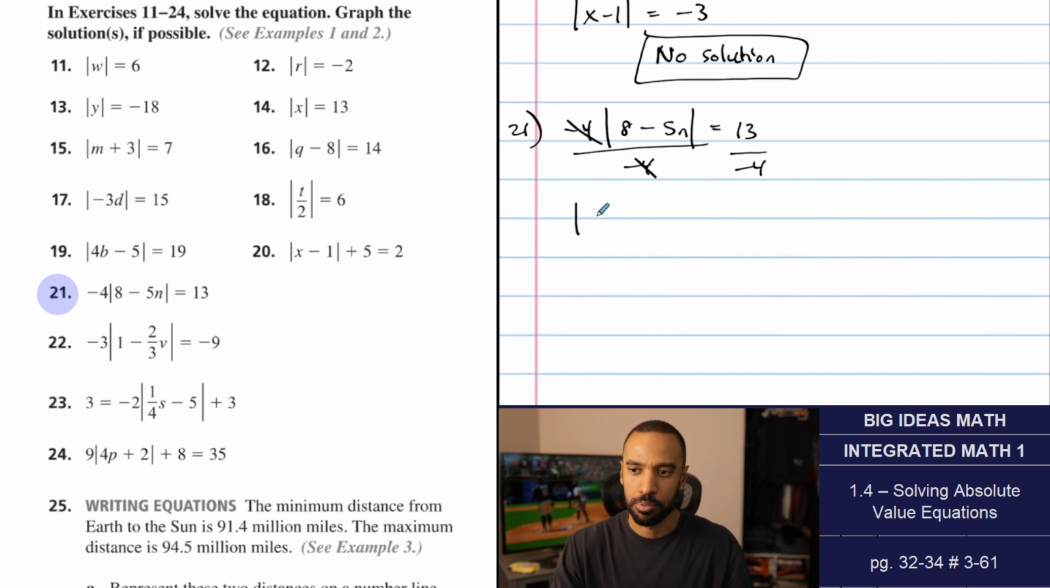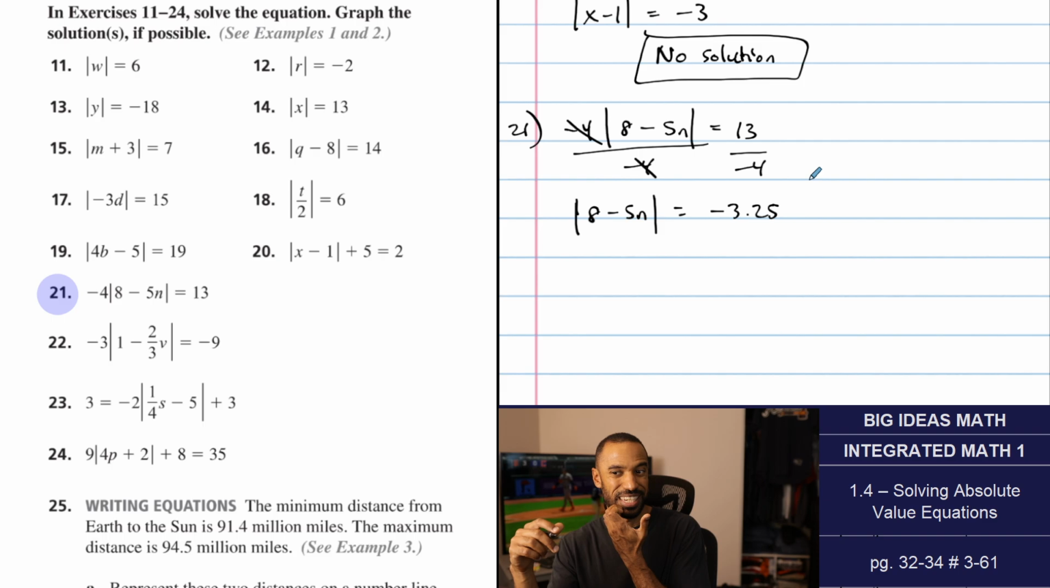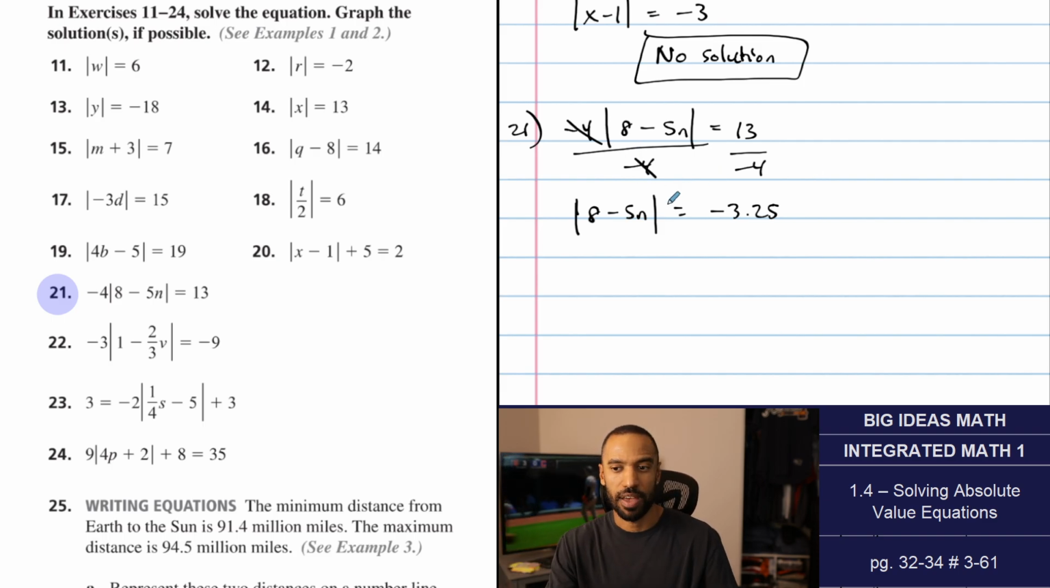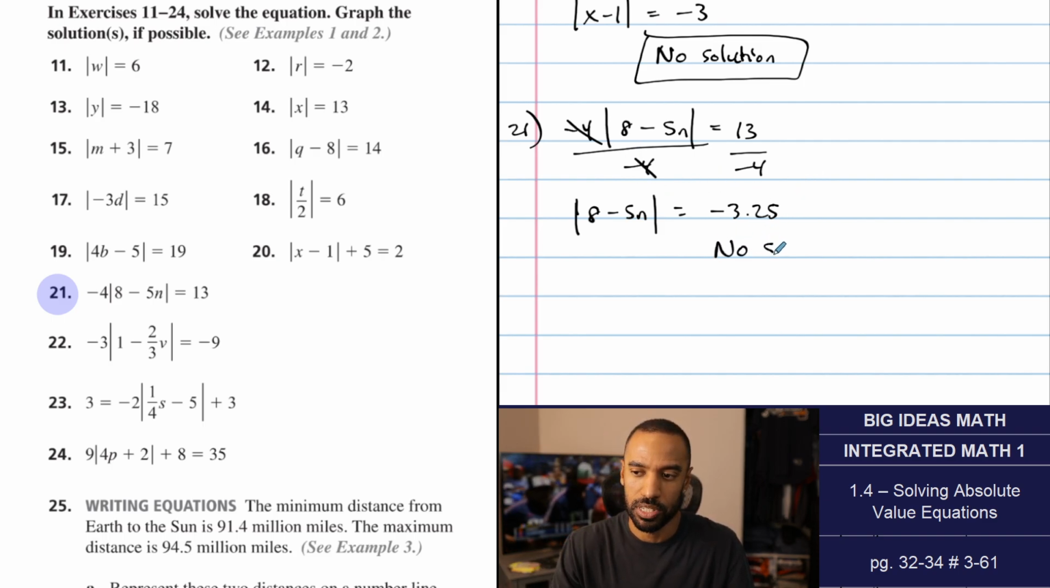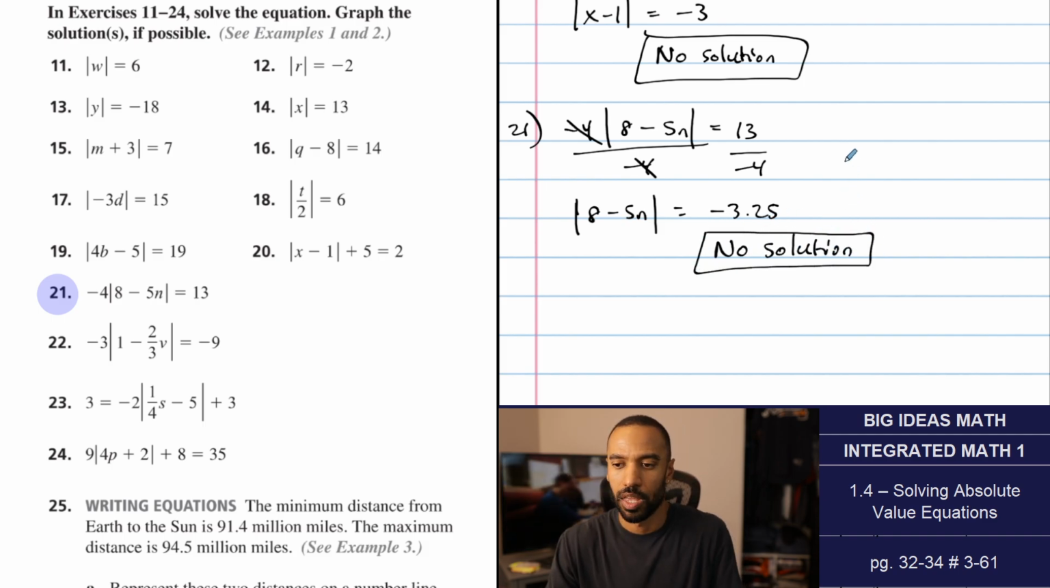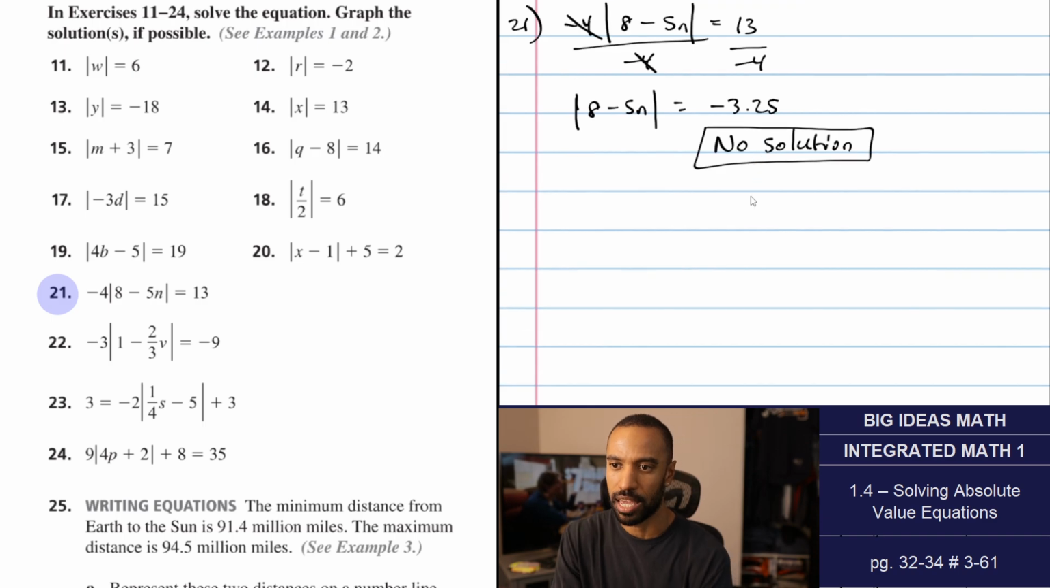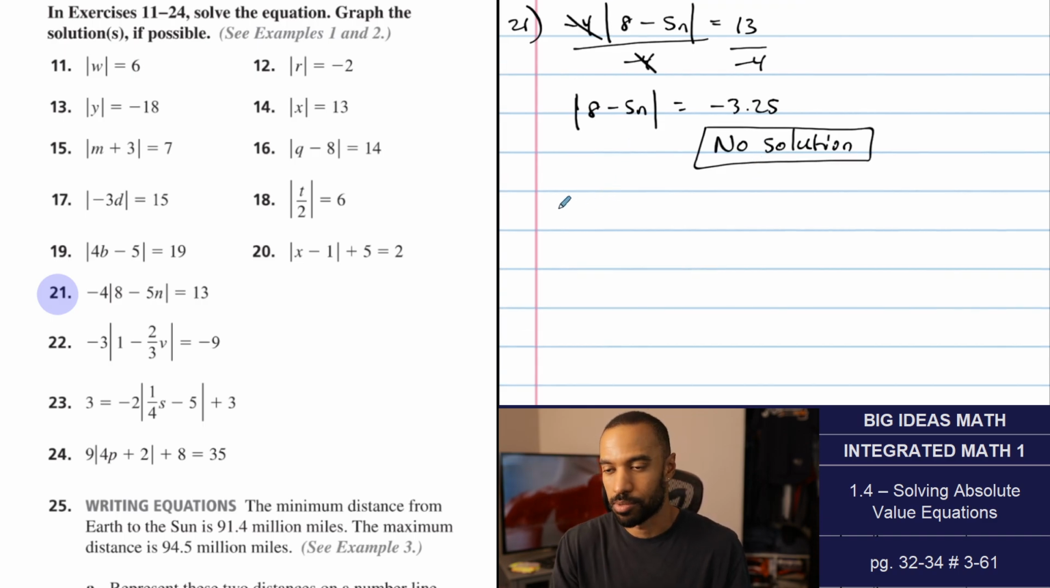So now we have the absolute value of 8 minus 5n equals, now this number is negative 3.25. You can call it negative 13/4, whatever you want to call it. It's a negative number. The absolute value of this equals a negative number. This, once again, represents a no solution case. Can't take the absolute value of something and get a negative. I don't know how many times I got to say that.